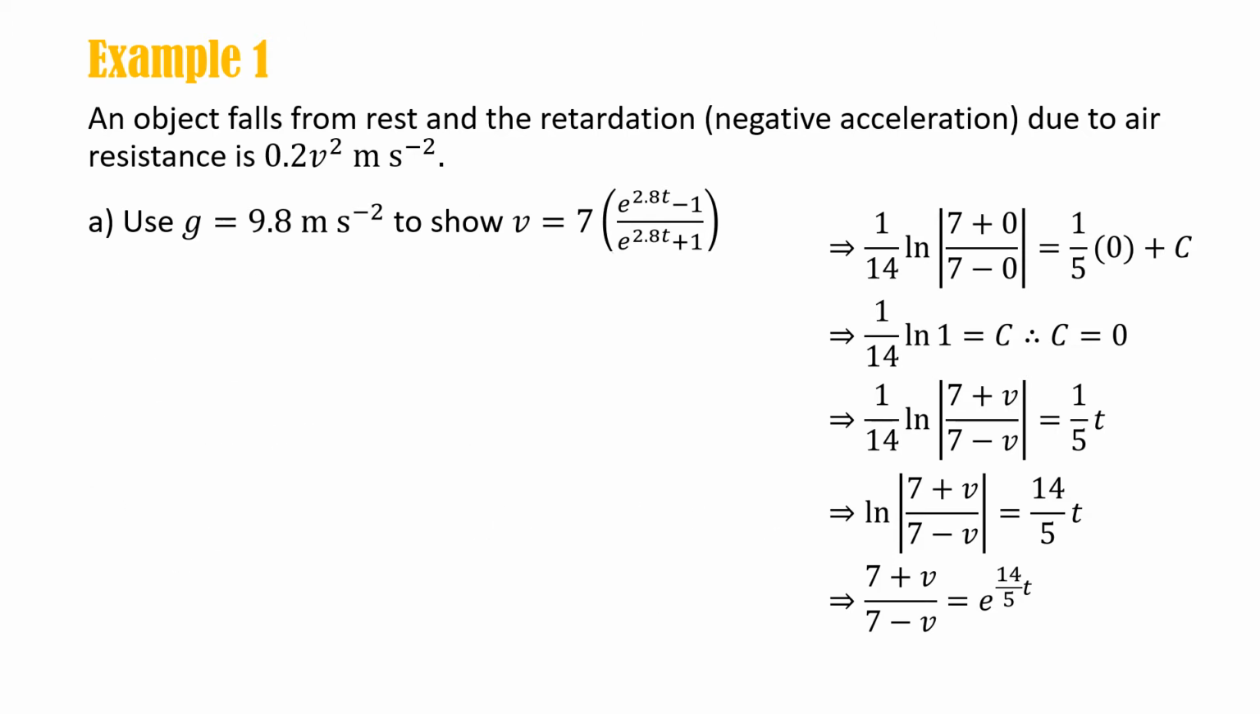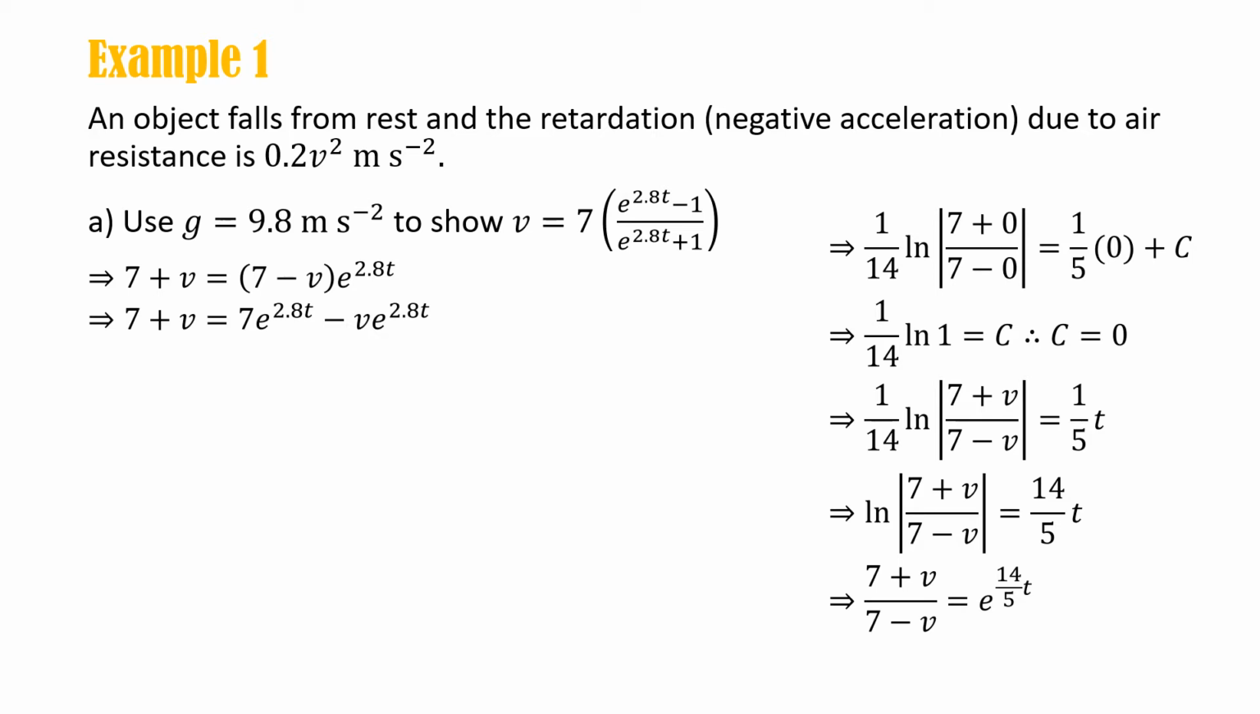We're running out of space, so let's clear a bit of space on the left. Now I want to get rid of that fraction on the left, so let's multiply both sides by 7 minus v. And we're going to have 7 plus v is equal to (7 minus v) lots of e to the 2.8t. So let's multiply that e to the 2.8t through the bracket. And we're going to have 7 lots of e to the 2.8t minus v e to the power of 2.8t.